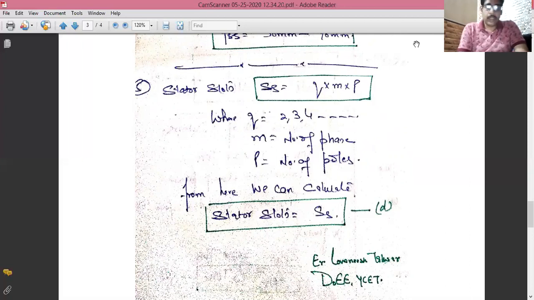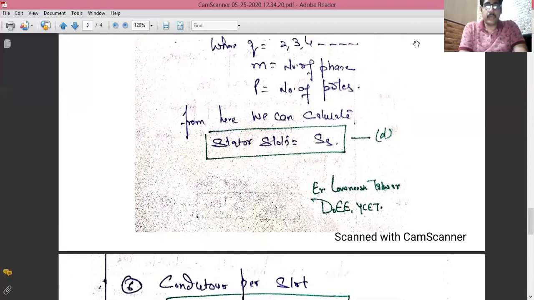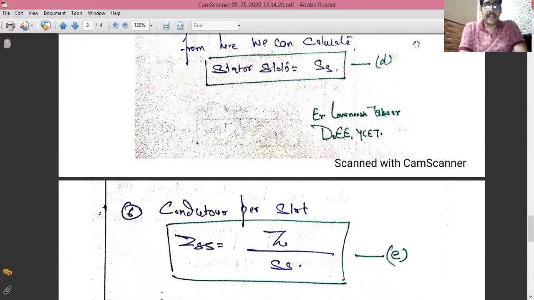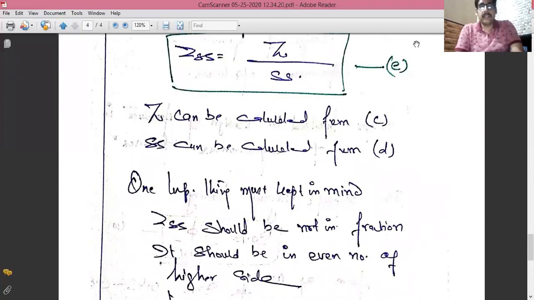the turns per phase and flux. Now after calculating the stator slots, your next step is to calculate the conductors per slot, and this conductor per slot will be given by the formula Zss is equal to Z upon Ss, where Z is the total number of conductors and Ss is the number of stator slots.